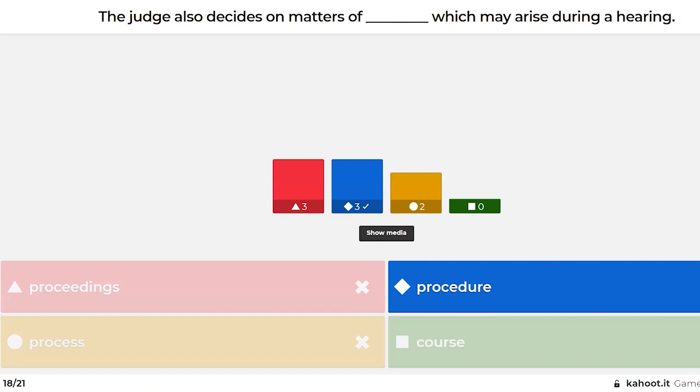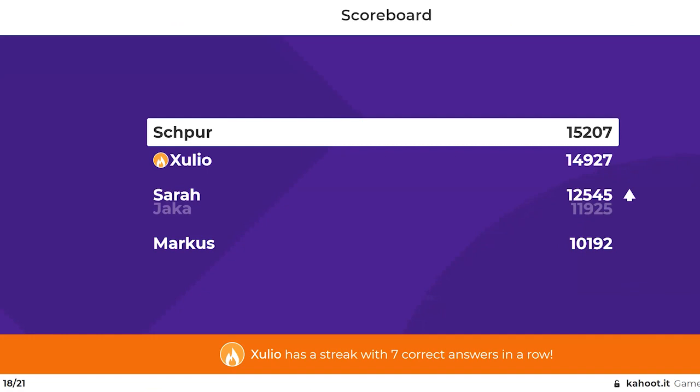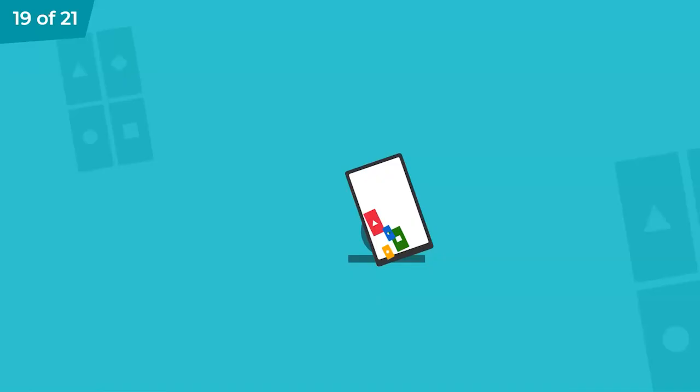So it's the matters of procedure. When we are dealing with procedure issues, "matters of procedure" is the term that is used in EU instruments. So the questions that we have now are a bit more difficult, as you could see, a bit more precise. Let's see, the scoreboard still has the same five people.